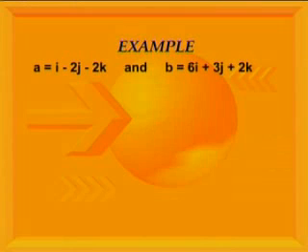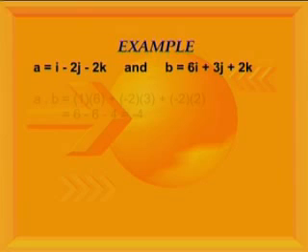Let us do one example finding the angle between two vectors when the two vectors are given in components form. We have a vector A equal to i minus 2j minus 2k, and the vector B is equal to 6i plus 3j plus 2k. Please note these vectors may be in 2 dimension or 3 dimension. So we can take the example of 2 dimension and we can take the example of 3 dimensions.